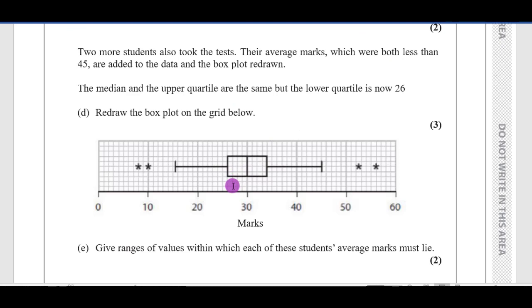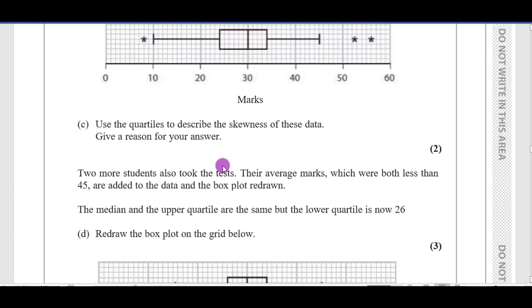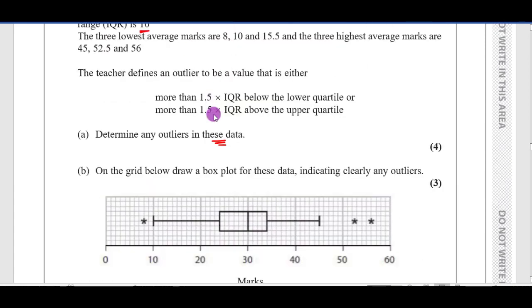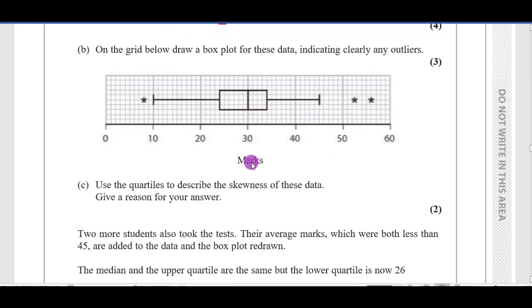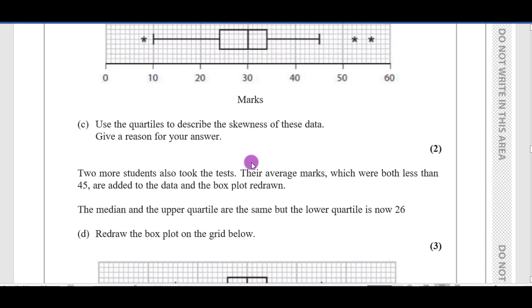Now this is your drawing. I have the lower quartile now 26, the upper quartile 34, and the median the same, 30. Now the maximum point will be 45. We have 2 outliers, 52.5 and 56, and here the lower limit changes. So we will have 2 points from the data, which are 8 and 10. Both of them will be outliers below the limit. Okay, let us go ahead to the next question.